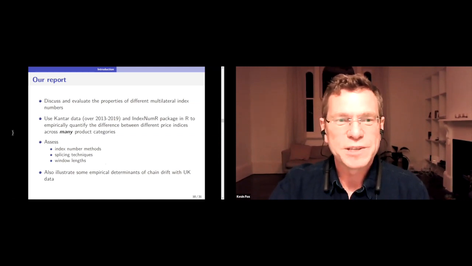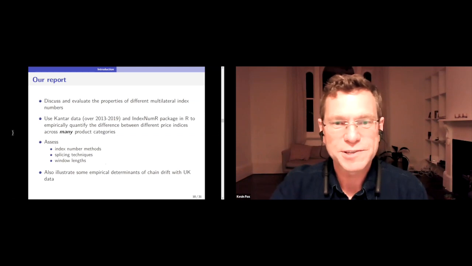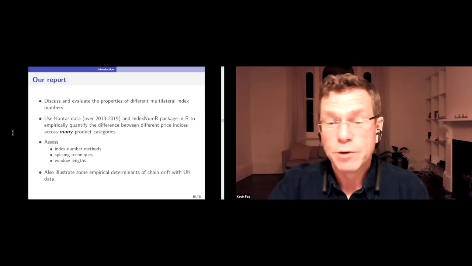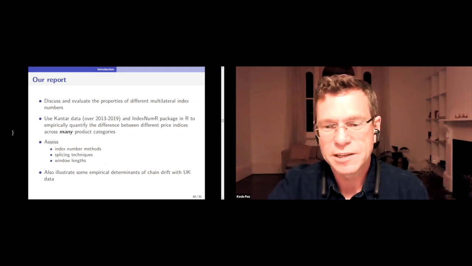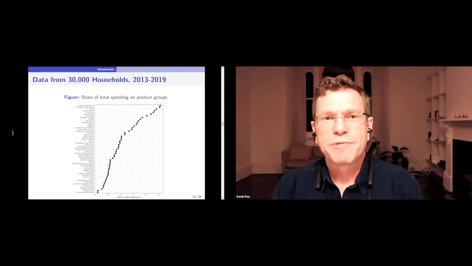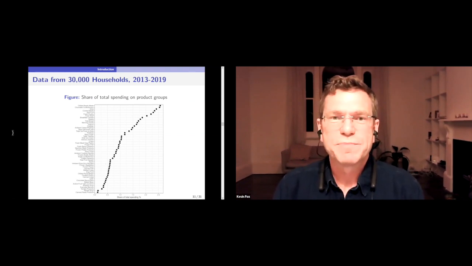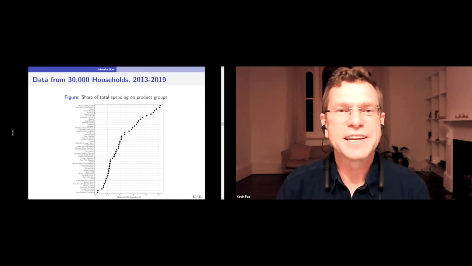So index number choice, splicing method choice, and the window length choice. And we also illustrate some empirical determinants of chain drift using this UK data. So what do the data look like? Well, we've got 30,000 households over this period, and we've got a whole range of different products here.